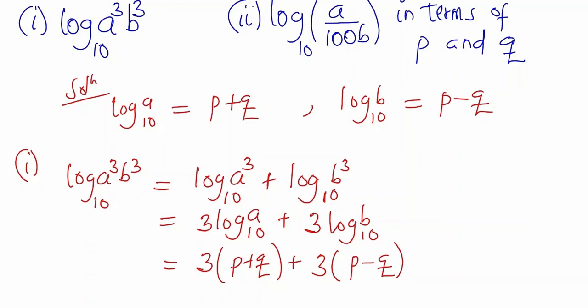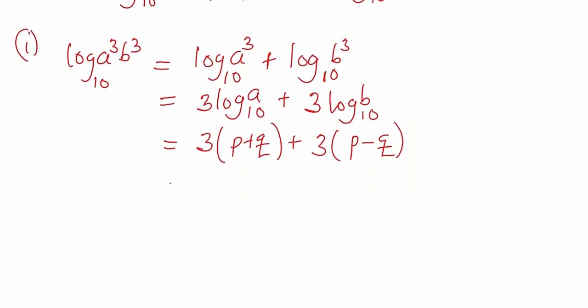Now we continue, and we can see that we can expand. So 3 multiplies P plus Q, then we have 3P plus 3Q, plus 3P, and then we have minus 3Q.